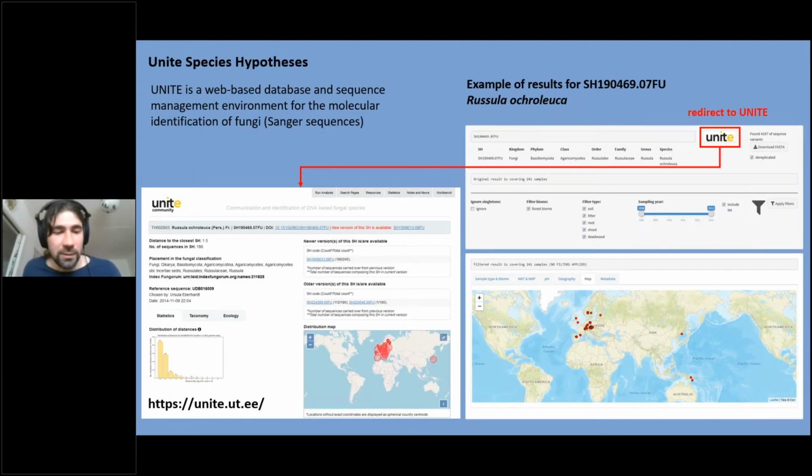So the UNITE database is mainly based on Sanger sequences. You can see the comparison, for example with Russula ochroleuca, of how the distribution looks in the UNITE database based on Sanger sequences and based on next generation sequences in our database. It's fitting quite well. So you can have some check of how the database is working, and it seems that it's fitting quite fine.